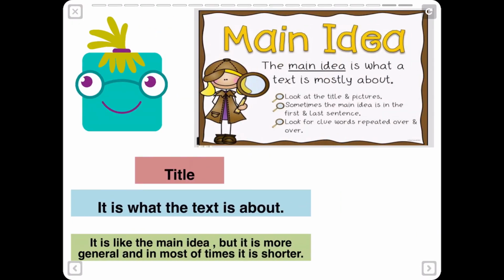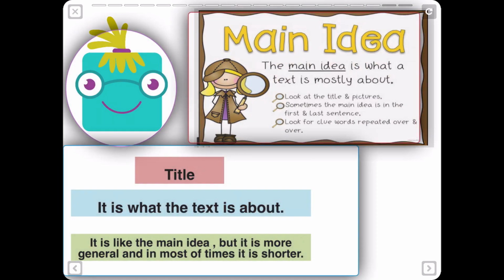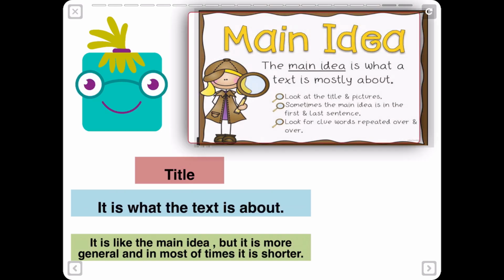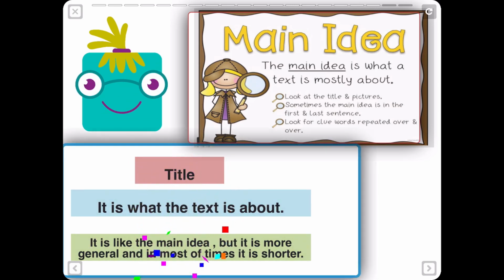Also, we're going to learn more about the main idea or the title of the passage. The main idea is what a text is mostly about. Look at the title and the picture. Sometimes the main idea is in the first or in the last sentences. Look for clue words. The title is what the text is about. It's like the main idea, but it is more general, and most of the time it's shorter than the main idea.